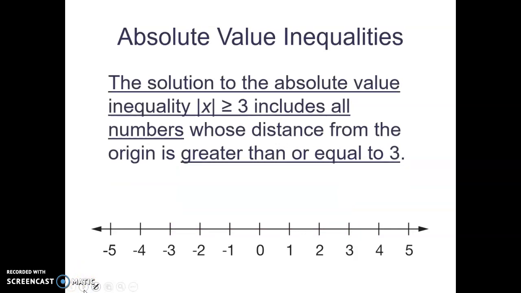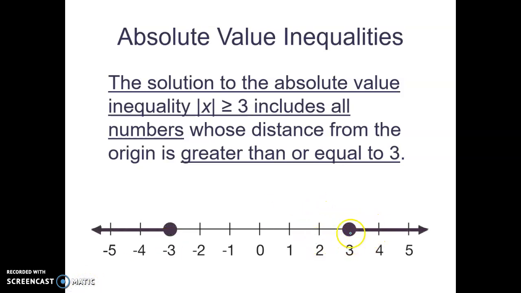The solution to this absolute value inequality, absolute value of x is greater than or equal to 3, includes all the numbers whose distance from the origin is greater than or equal to 3. Well, let's think about those mentally. 4, 5, 6, those all have absolute value greater than 3. So does -4, -5, -6. Those all have absolute values.